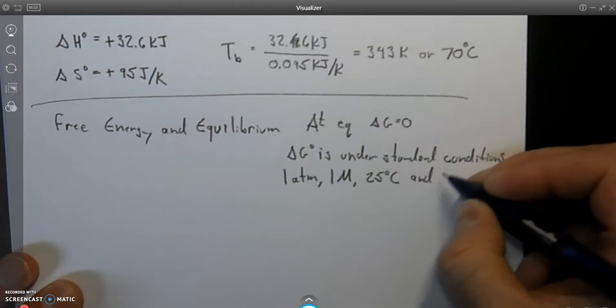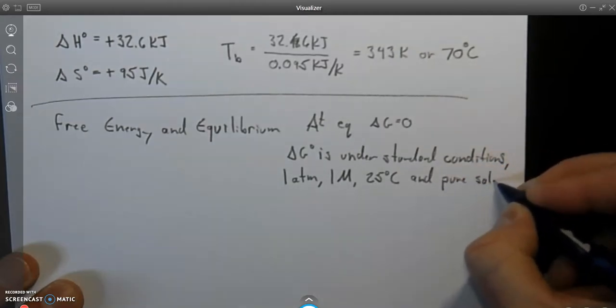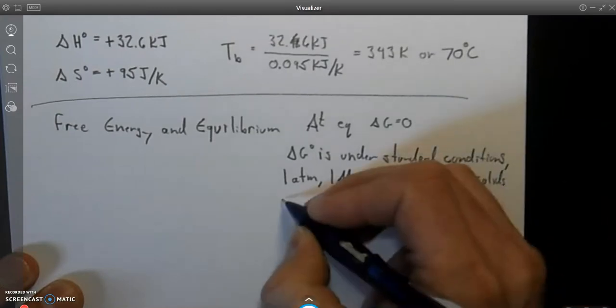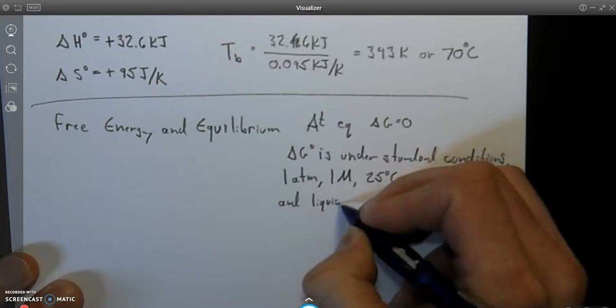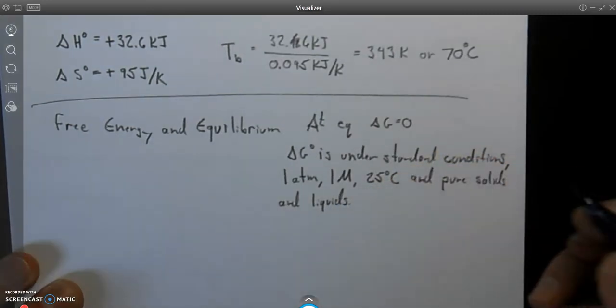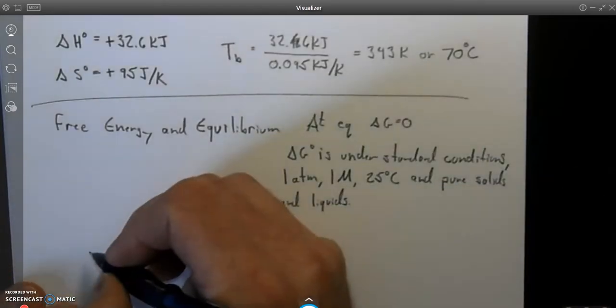And just a couple other things to mention. We have pure solids and liquids. And typically you're just referring to water. Other things are going to possibly be aqueous. So we'll see how this works out. Okay, moving forward.